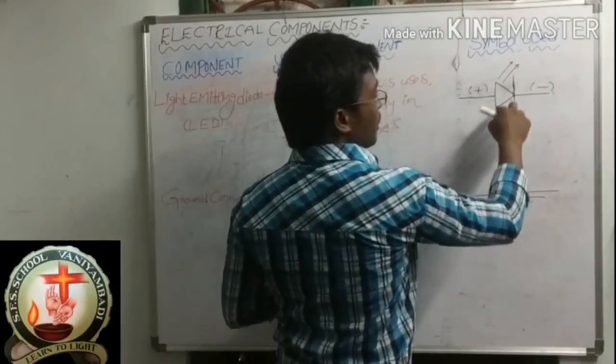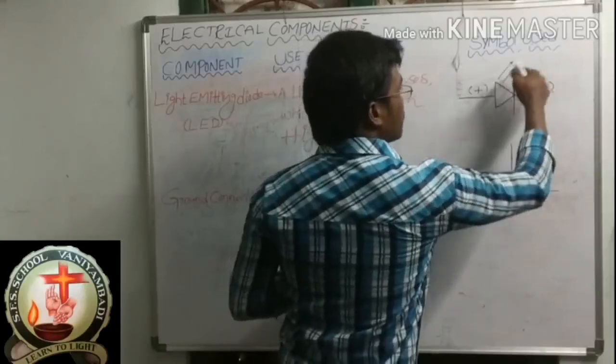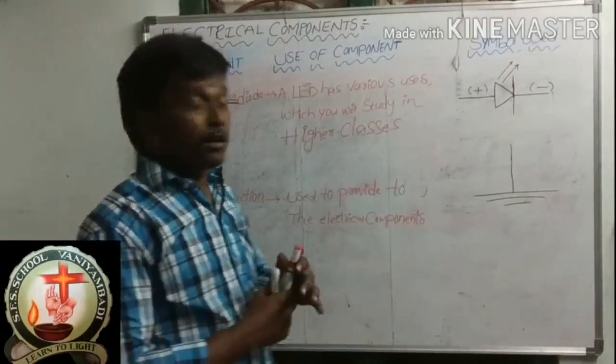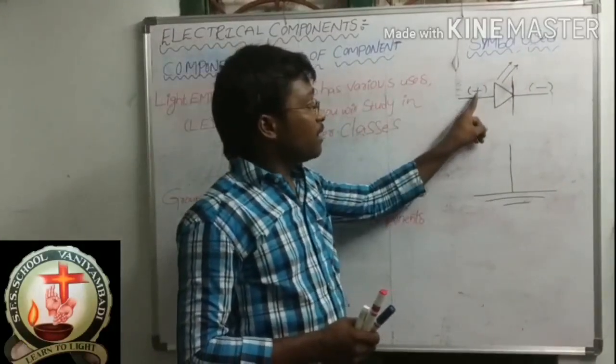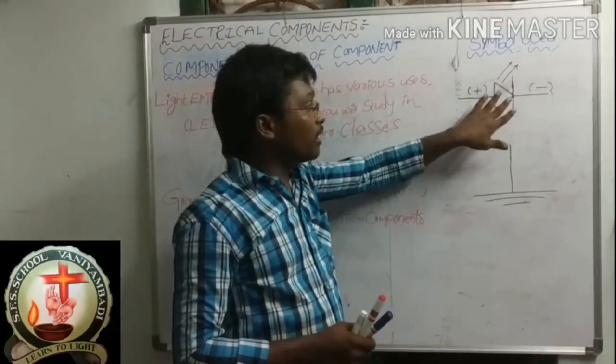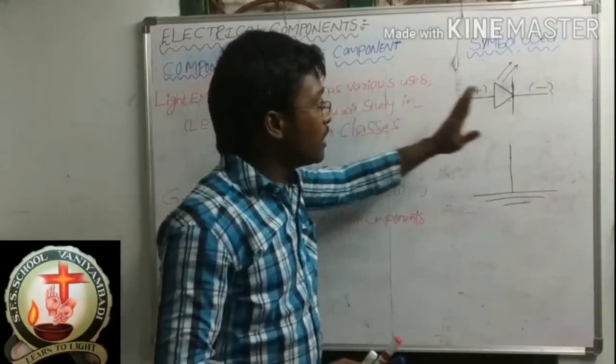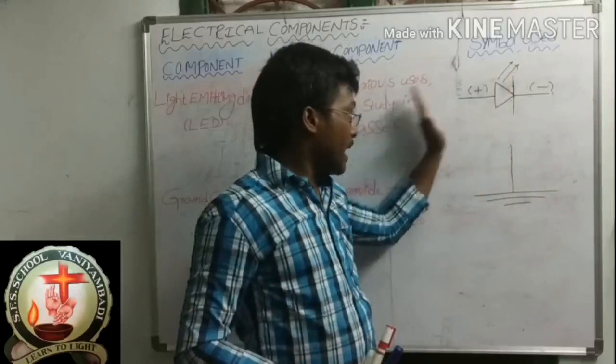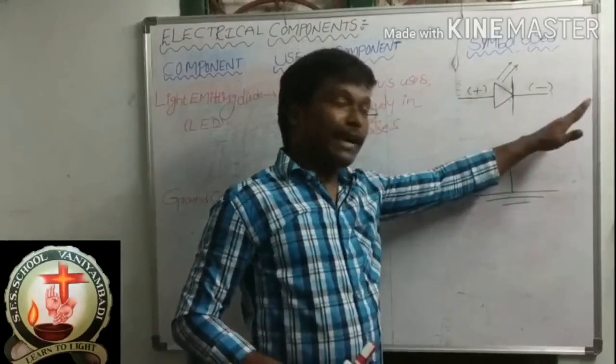Okay, this is the symbol of the light emitting diode. This is the anode and this is the cathode. Remember, this is the anode and this is the cathode.